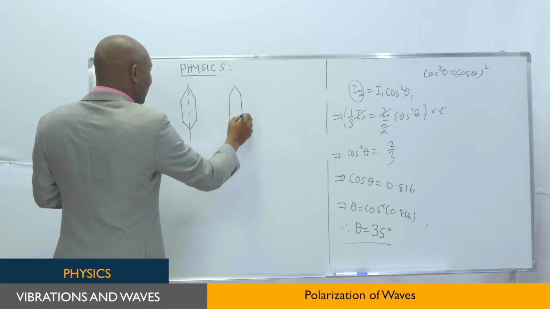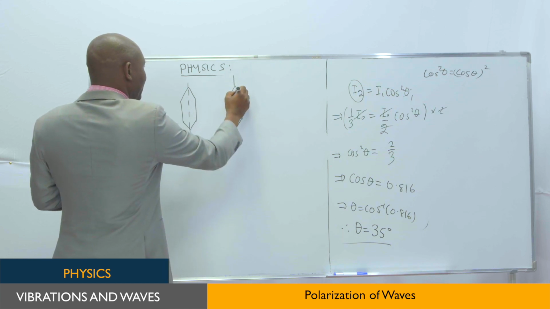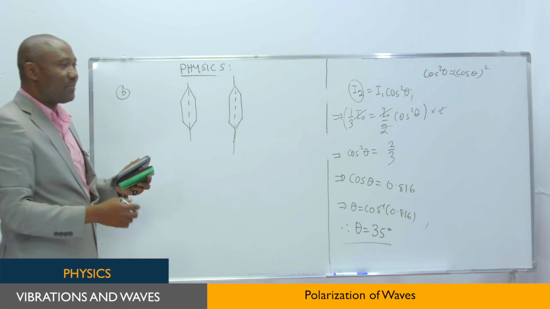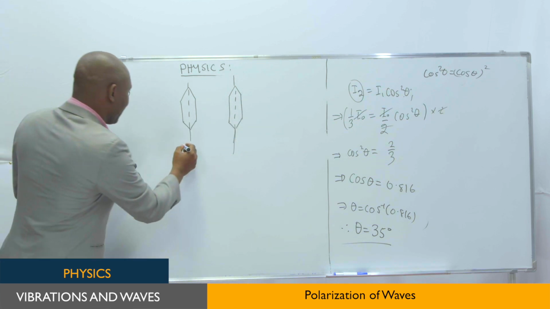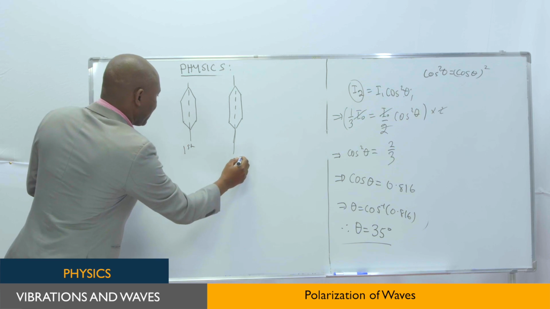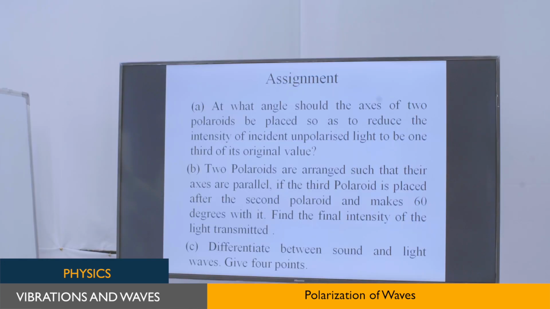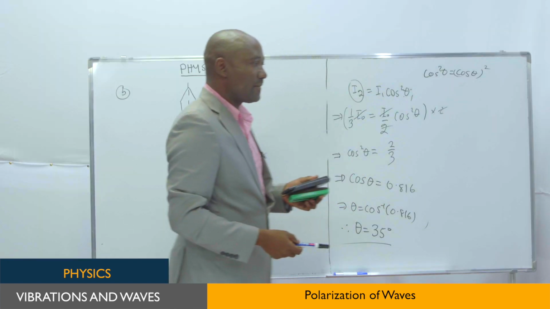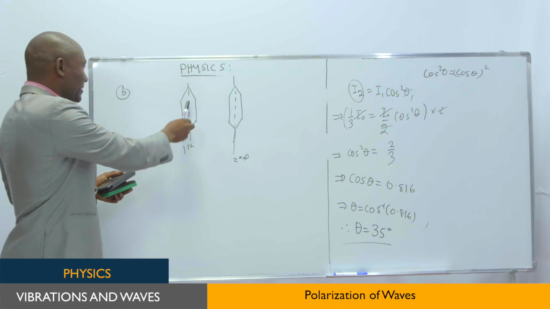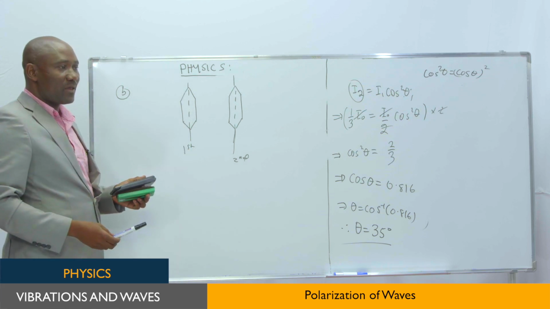Let's go together. You draw the line here. The transmission axes are parallel. The first one, the second, according to the question: the two polarizers are arranged so that the axes are parallel. We talk of the axis, we talk of the transmission. This is the transmission axis.